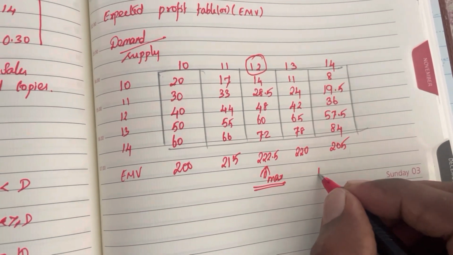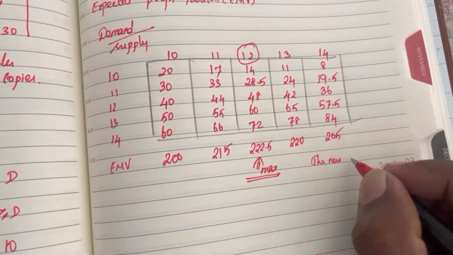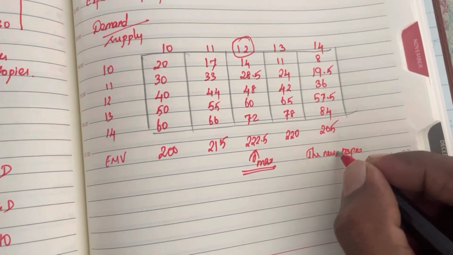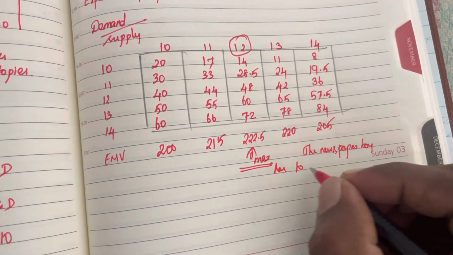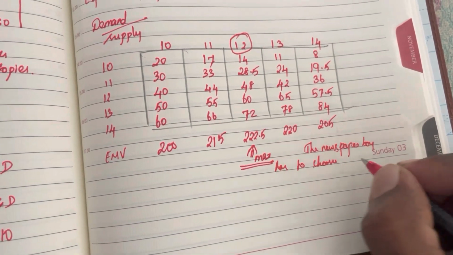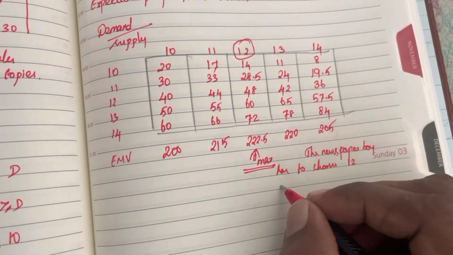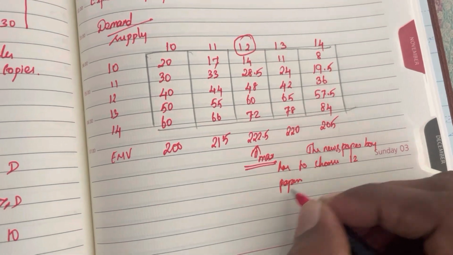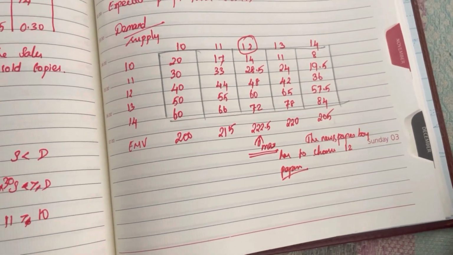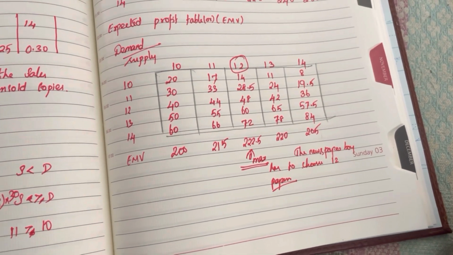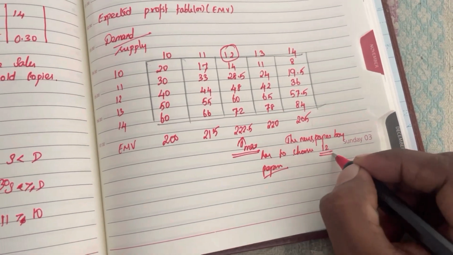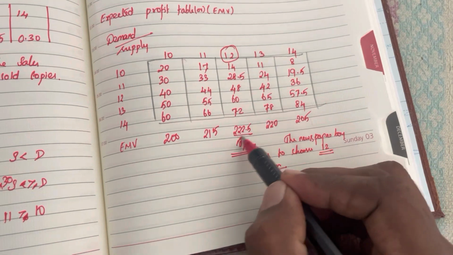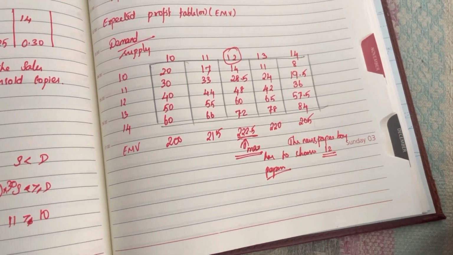So the newspaper boy has to select or choose 12 papers. So as per your EMV, that is your conditional profit table or your expected money value, he has to select 12 papers so that he can attain the highest profit of 225.